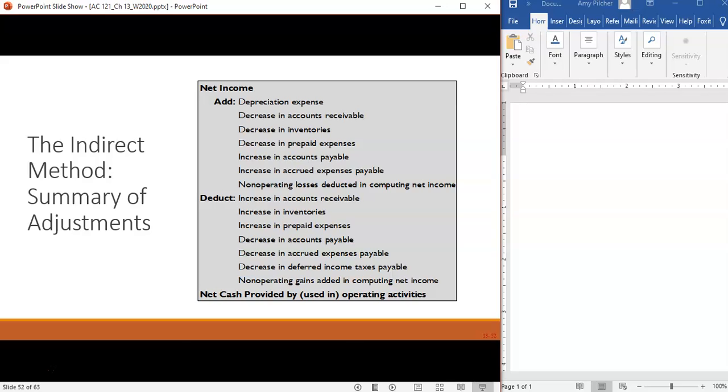This is a summary of what we look at when we're doing it. So we start with our net income. We're going to add depreciation expense. We're going to add if we have a decrease in accounts receivable. Or, as you see in the deduct line, we're going to subtract if we have an increase in accounts receivable. We're going to practice this in our examples.